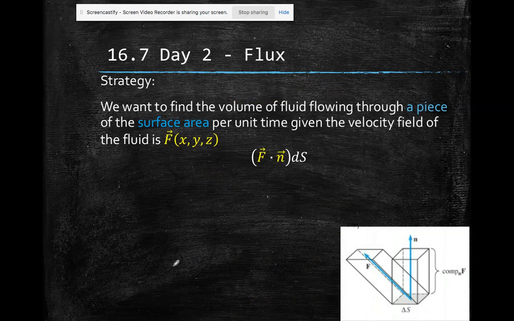So we want to find the volume of the fluid flowing through this piece of a surface area. I want you to think of this little teeny surface on my larger, maybe hemisphere or something like that, right? So this is like my tangent plane.